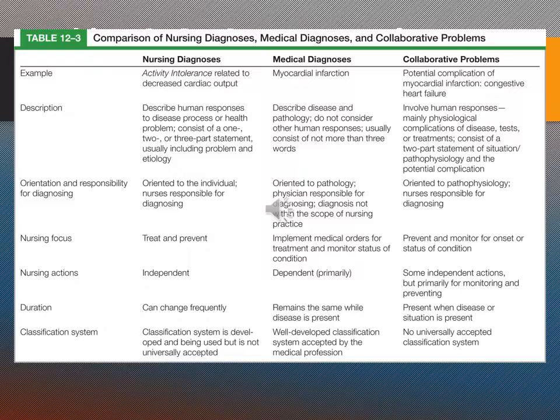Okay, this slide is table 12.3 out of your Kozier and Erb textbook, and it gives you an example of a nursing diagnosis, a medical diagnosis, and a collaborative problem. An example of a nursing diagnosis might be activity intolerance related to decreased cardiac output. The medical diagnosis could be myocardial infarction. A collaborative problem, a potential complication of myocardial infarction, could be congestive heart failure. That is a potential complication. That's something we're looking for, but not something we can treat independently, so it's collaborative.